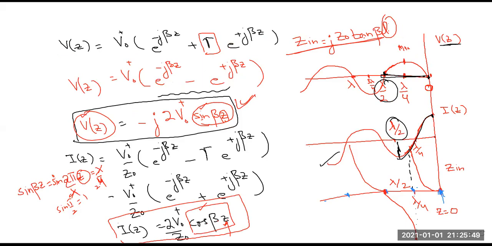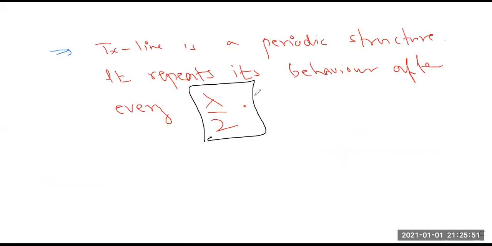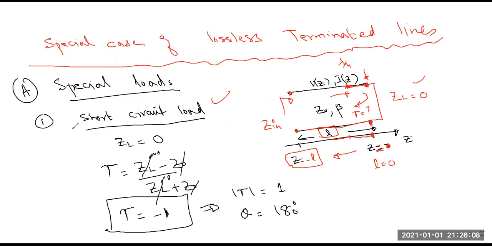Okay. So now this is the important concept that we will be using throughout this course, and that is transmission line is a periodic structure. It repeats its behavior after every lambda by 2 distance. Okay. Now let's move on to the second special load. So first I considered short circuit load.